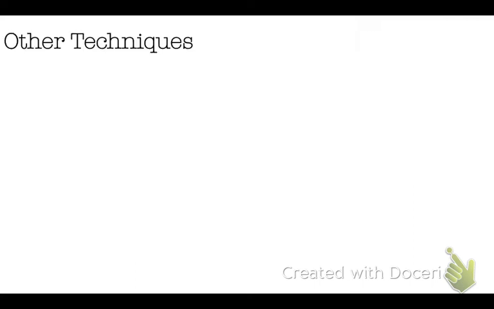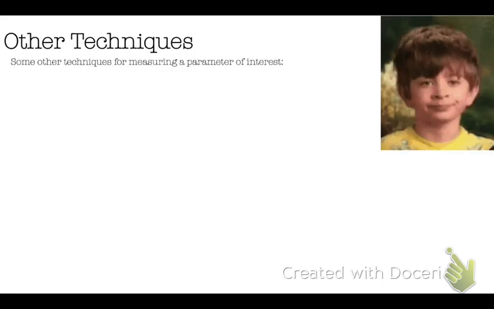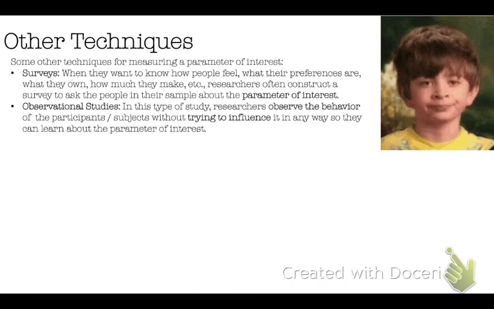Okay, there's a couple other techniques. Some other techniques for measuring parameters of interest. So there's surveys, which we've already talked about. Observational studies. So these are the types of studies where researchers observe the behavior of the participants or subjects without trying to influence it in any way they can about the parameter of interest. Okay, so we're just observing.